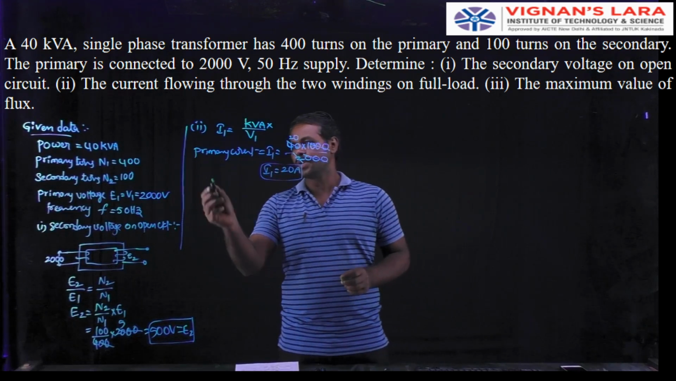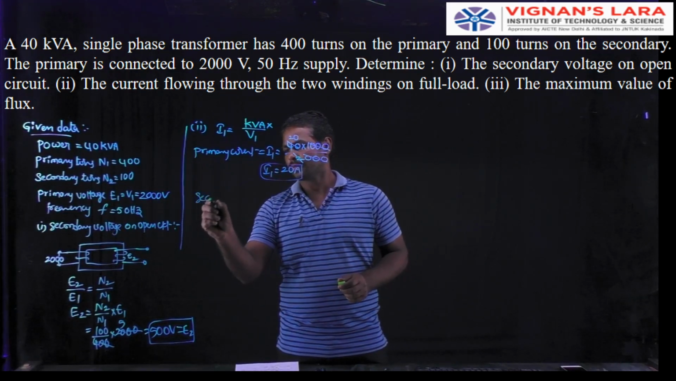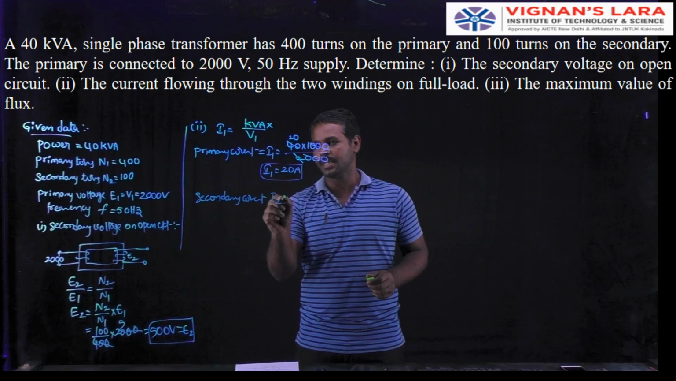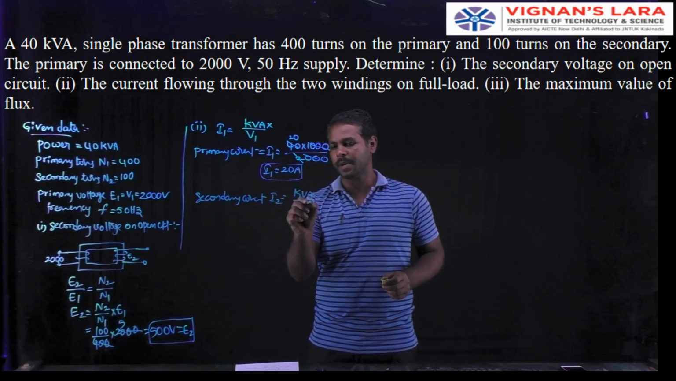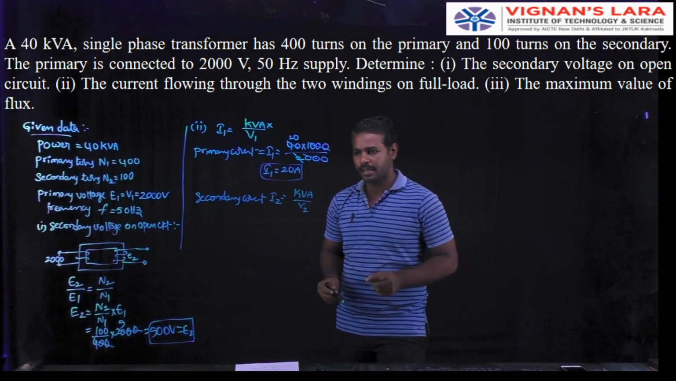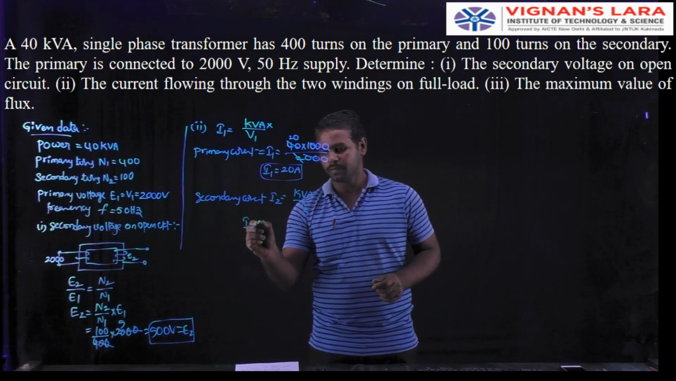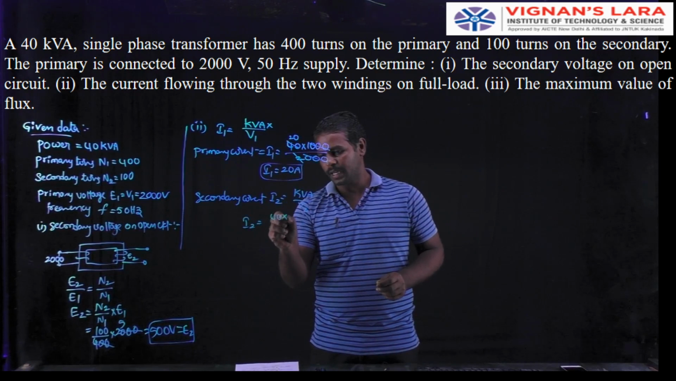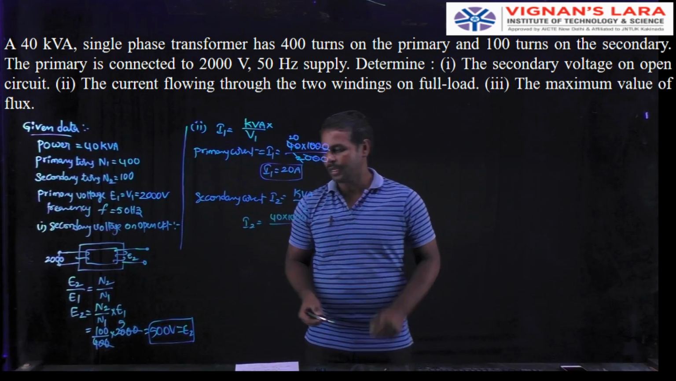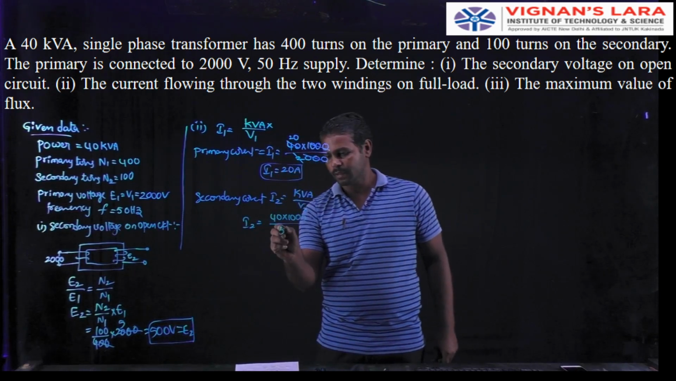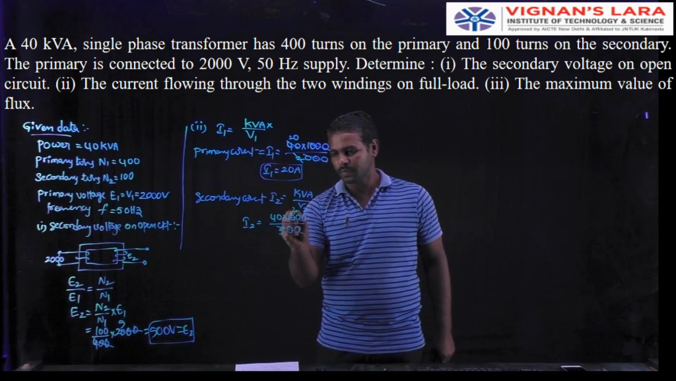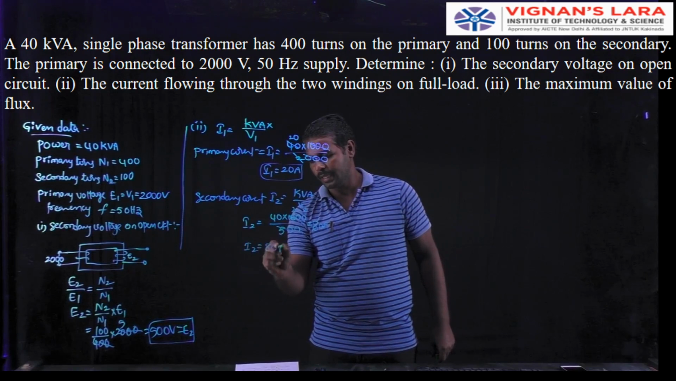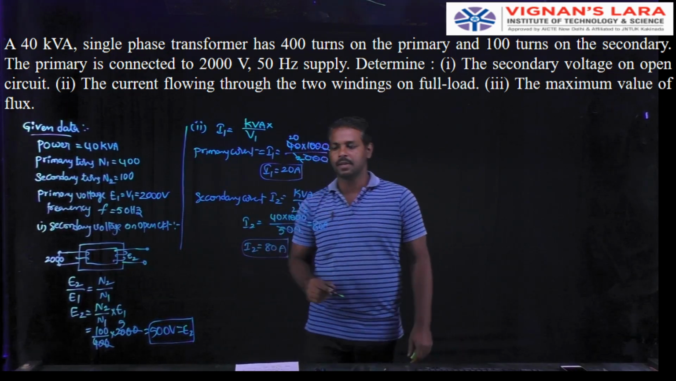Similarly, we can find the secondary current. Secondary current I2 is equal to kVA divided by V2. kVA is equal to 40 into 1000, divided by V2, which is equal to 500, giving 80 amperes. I2 is equal to 80 amperes.